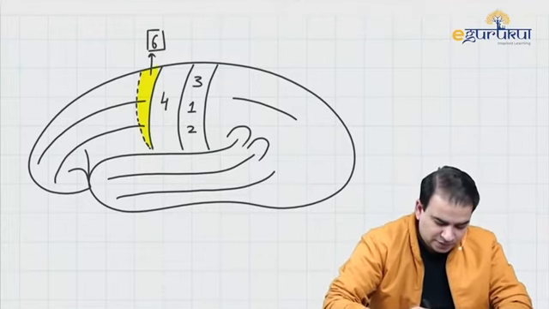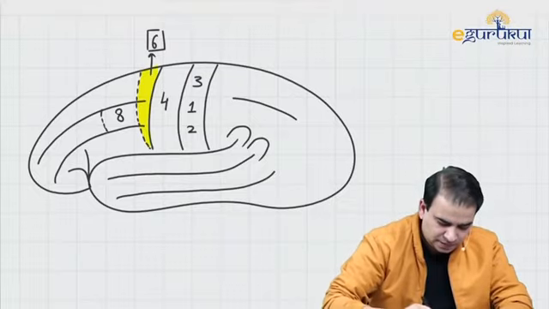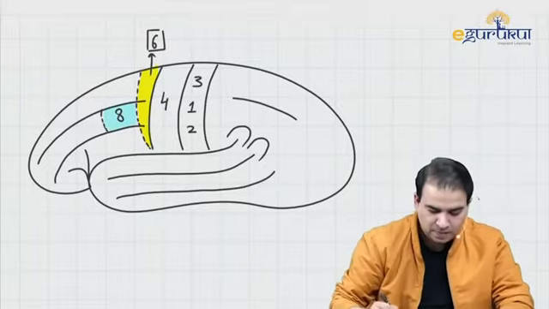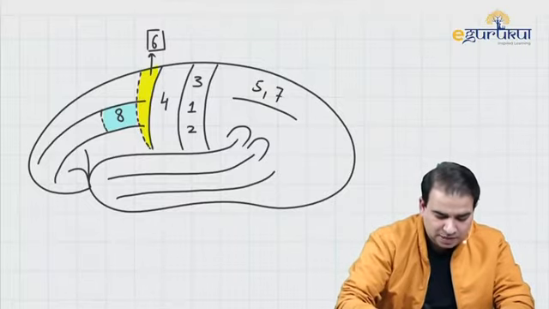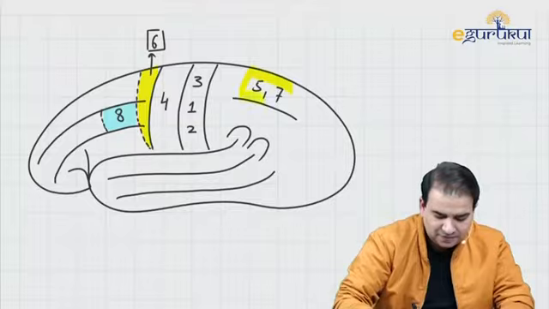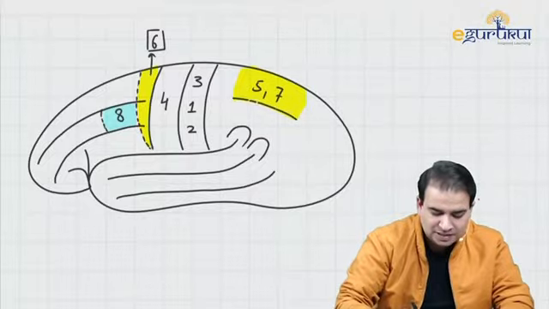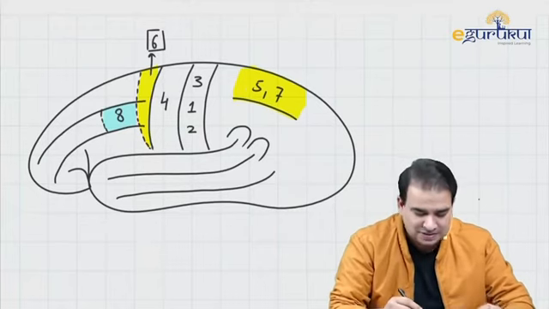Then in front of the 6, especially in the middle frontal gyrus, that is area number 8. Let me highlight that also. That is area number 8. Superior parietal lobule is area number 5 and 7. You can see it's a parietal lobe. We said parietal lobe is divided by the sulcus. The sulcus is interparietal sulcus, and we have a superior parietal lobule having 5 and 7.